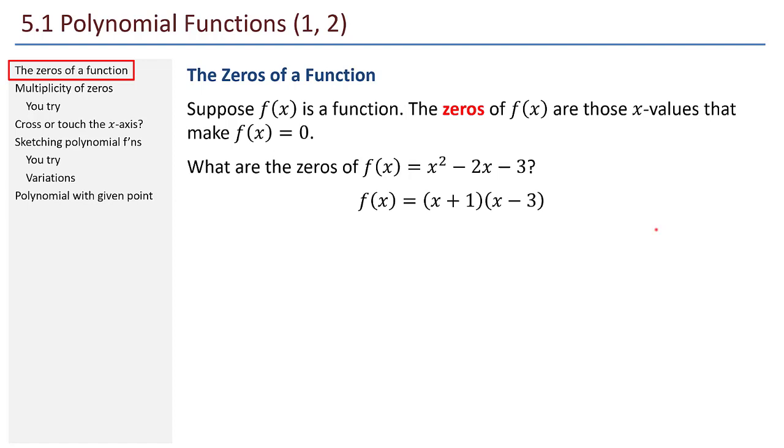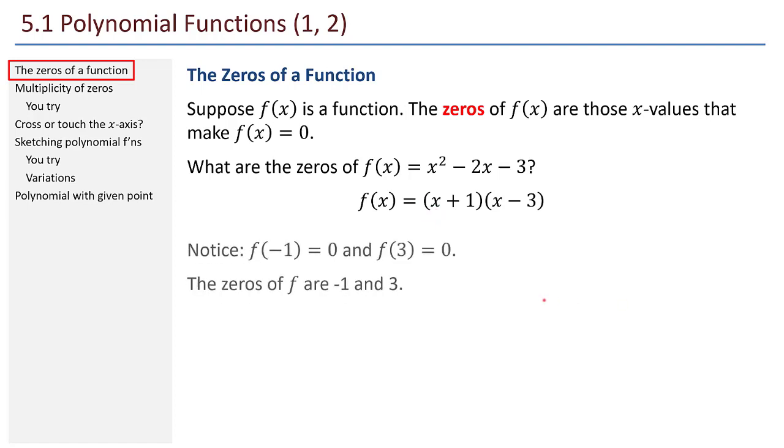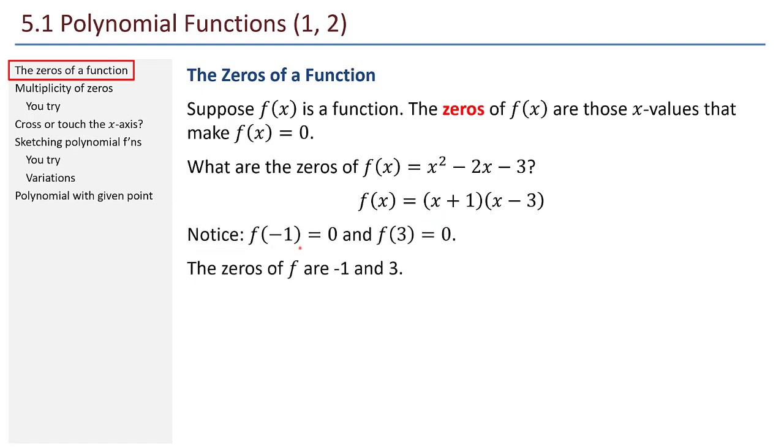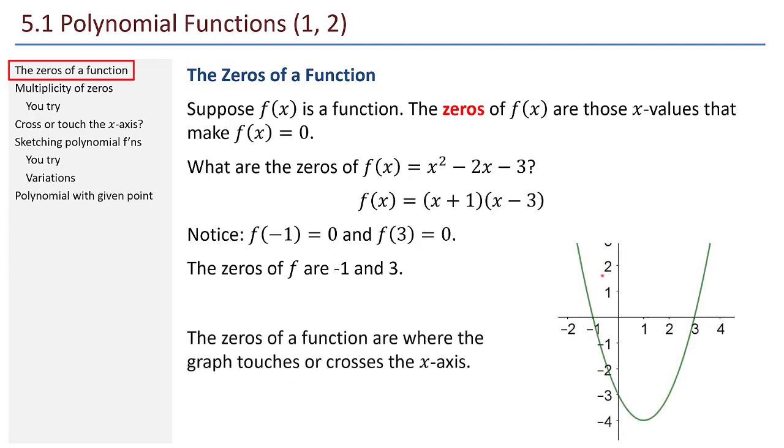Because now you can see, if you plug in a 3 for x, then your answer is something times 0, and that's 0. Or, if you plug in a negative 1 for x, then this first factor is 0, and so the whole thing becomes 0. So f of negative 1 is 0, and f of 3 is 0. The zeros of f are negative 1 and 3. Those are the zeros of my function.